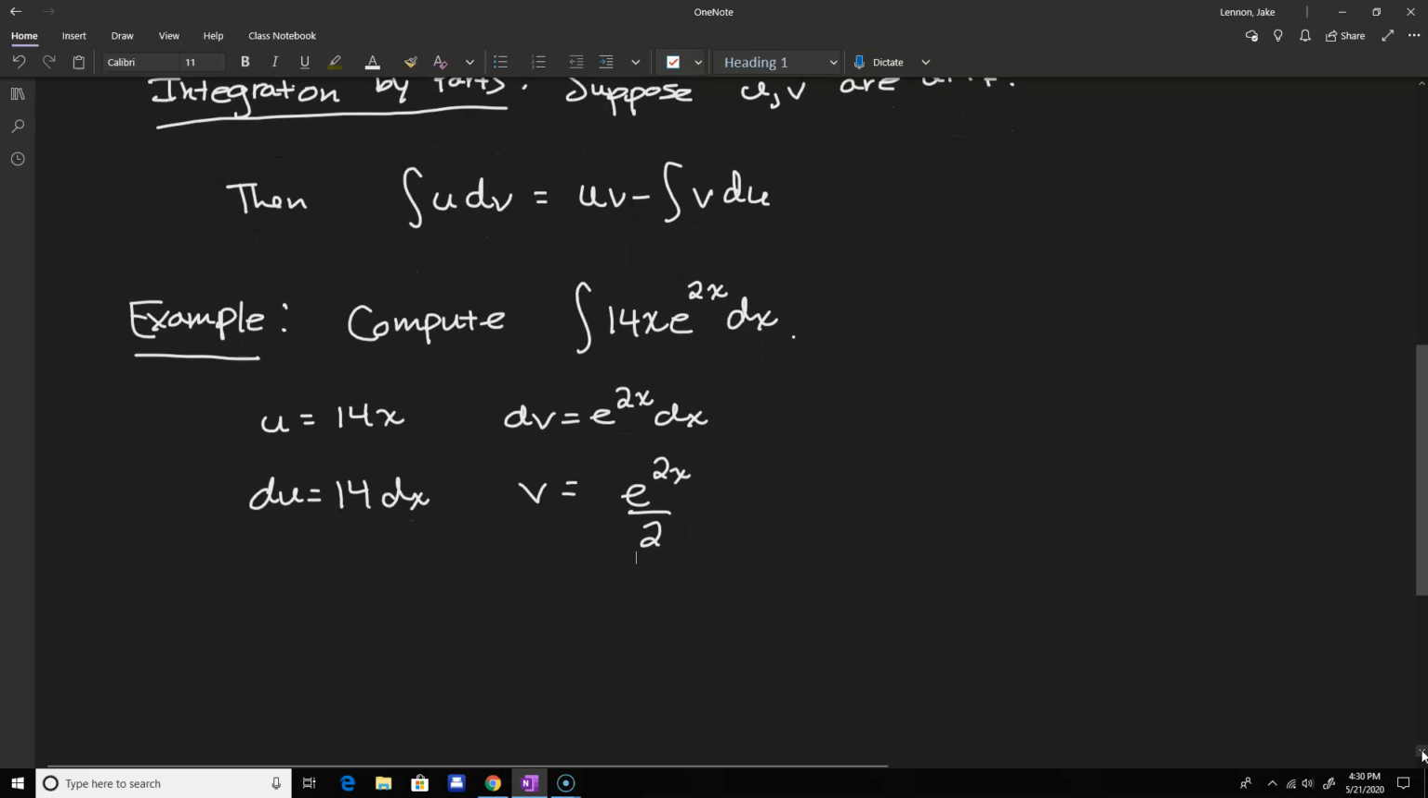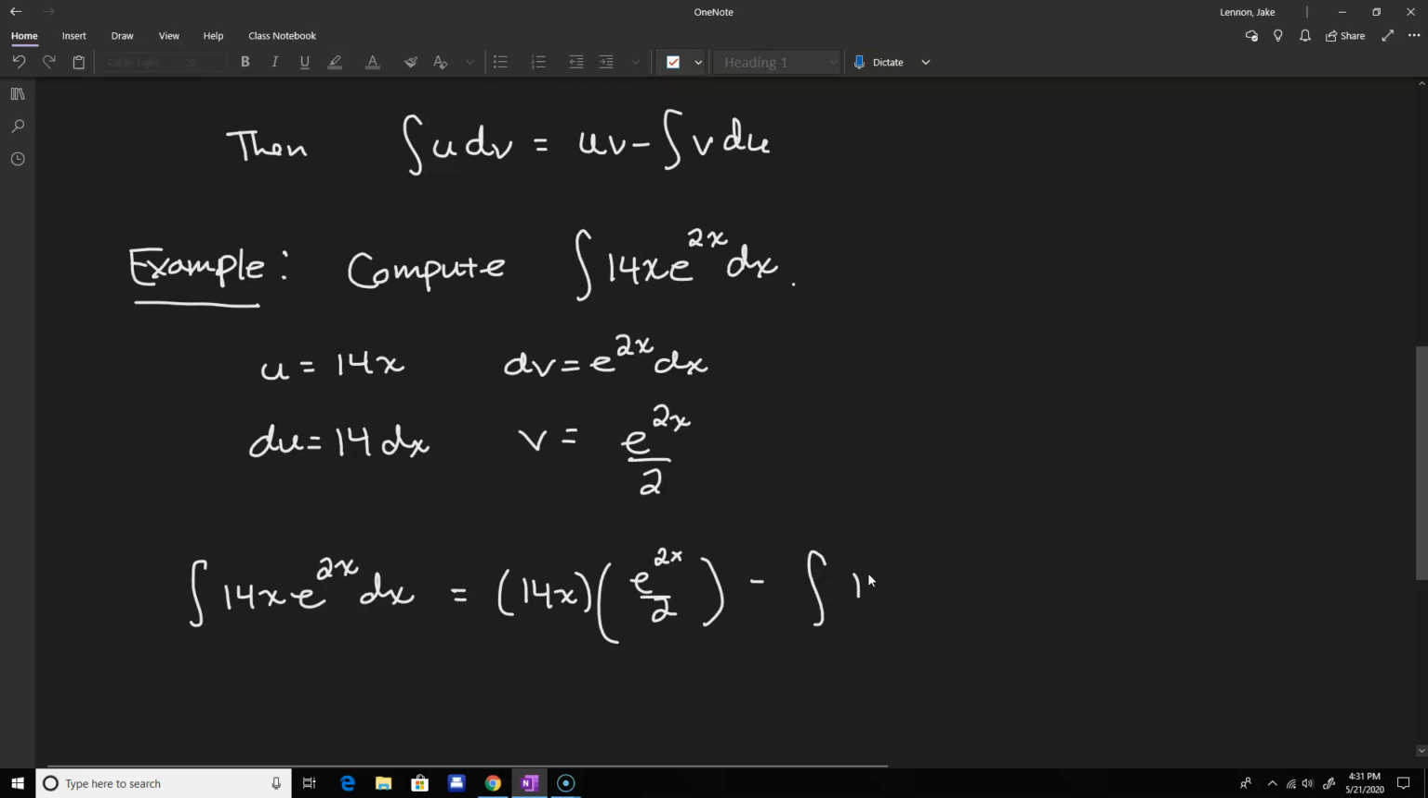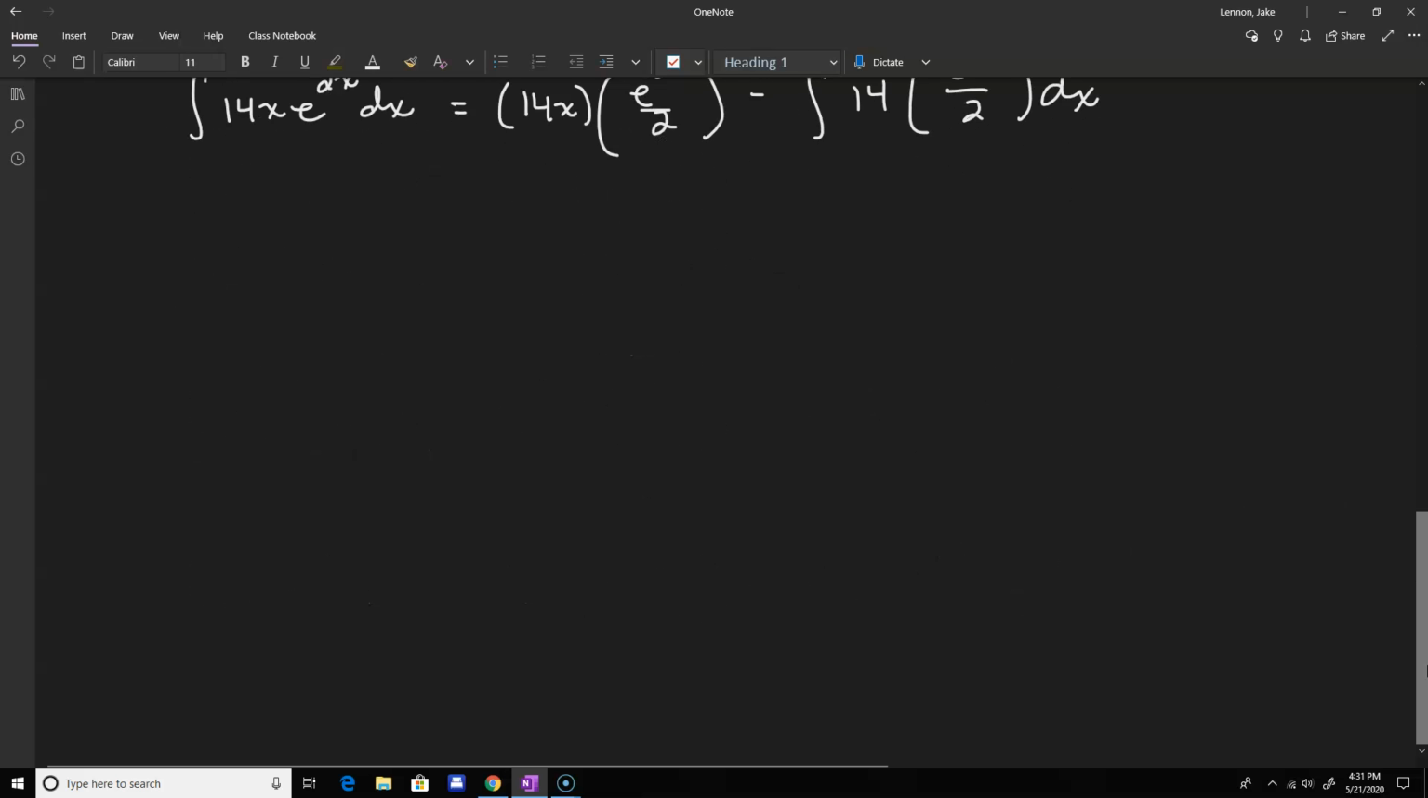So we're essentially ready. The integral that we started with, the integral of 14x times e to the 2x, is now just u times v, which is 14x times e to the 2x over 2, minus the simpler integral of v times du, which is just 14 times e to the 2x over 2 dx. So that is not going to be so hard to integrate.